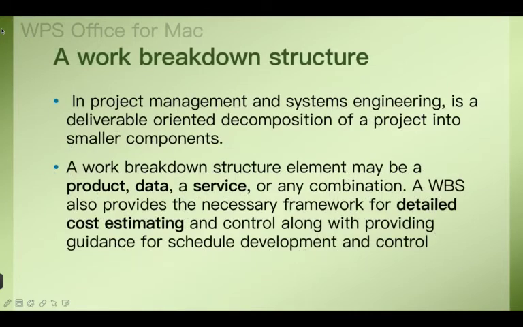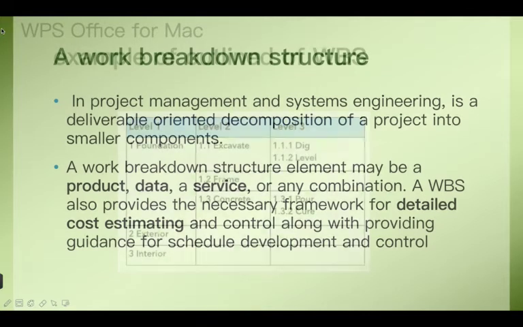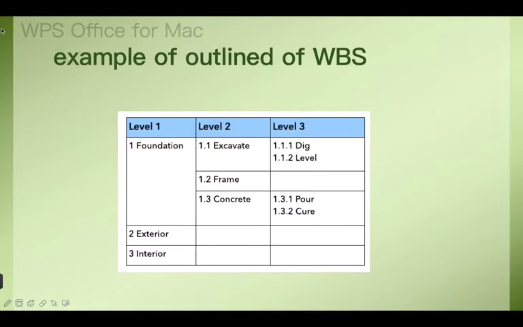A work breakdown structure in project management and system engineering is a deliverable-oriented decomposition of a project into smaller components. A work breakdown structure element may be a product, data, a service, or any combination. A WBS also provides the necessary framework for detailed cost estimating and control along with providing guidance for schedule development and control. Example of outline of WBS.